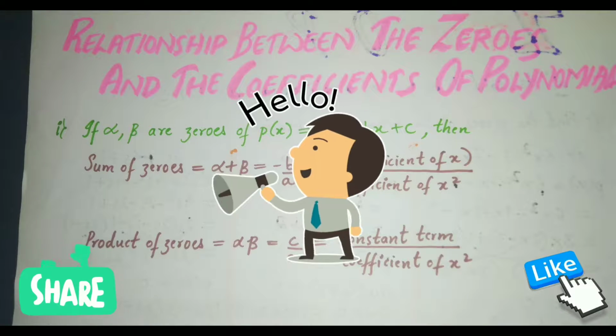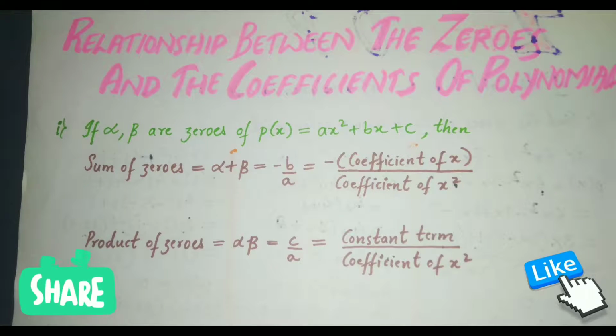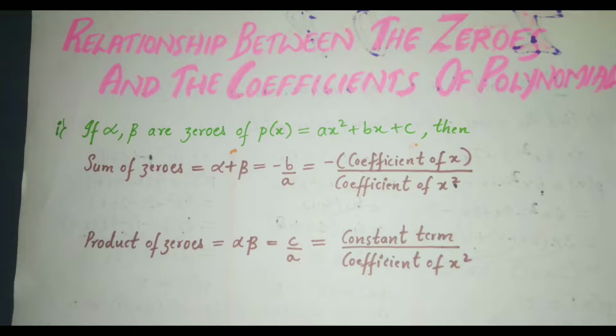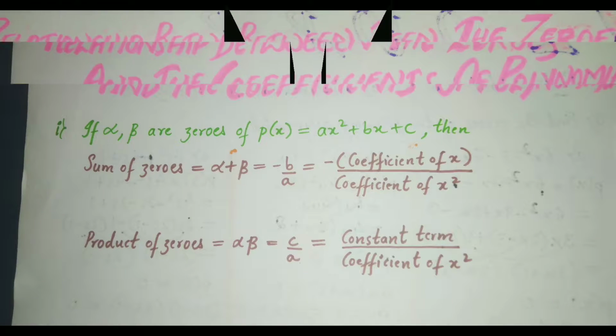Well guys, in this video we are going to discuss the relationship between the zeros and the coefficients of a polynomial. Fine. So basically we have already studied the zeros of the polynomial. In this video we are going to study 4 important things that you have to remember and understand well so that you can solve the questions. Fine. So let's get started.